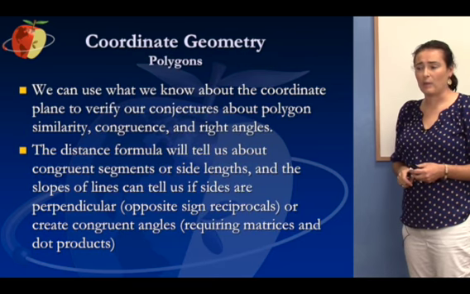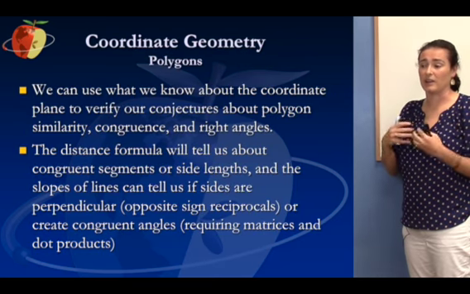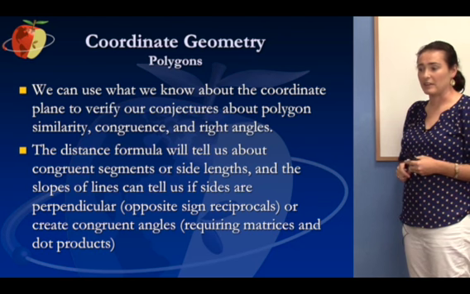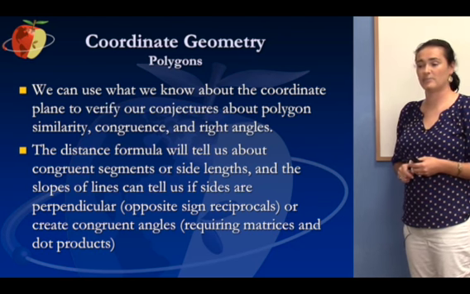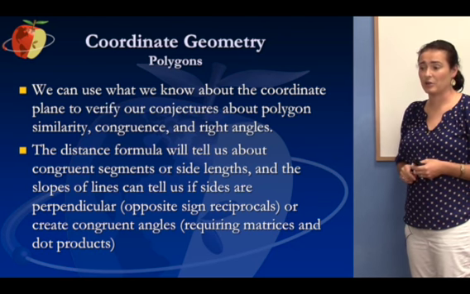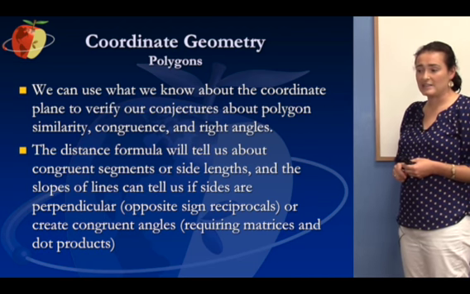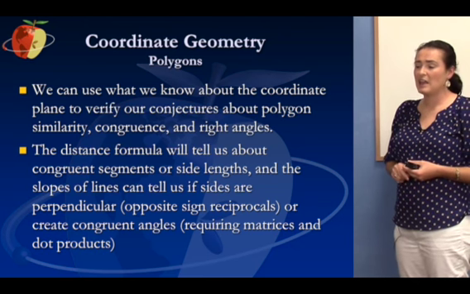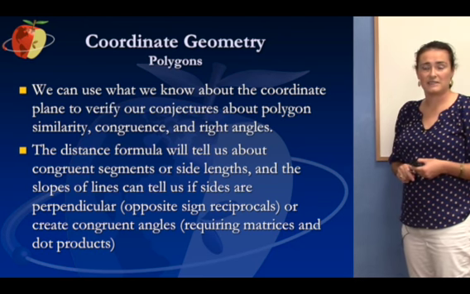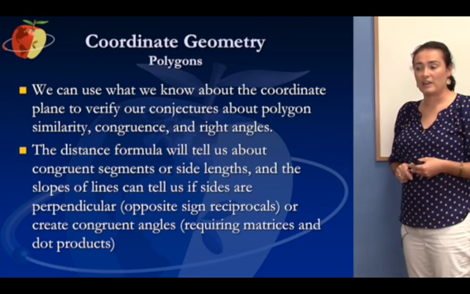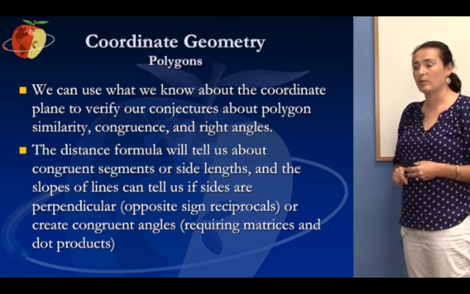Let's talk also about how we can connect coordinate geometry to polygons. We can use what we know about the coordinate plane to verify our conjectures about polygons, similarity, congruence, and right triangles. The distance formula will tell us that congruent segments are side lengths, and the slopes of lines can tell us if sides are perpendicular or create congruent triangles. So let's talk a little bit more about that.